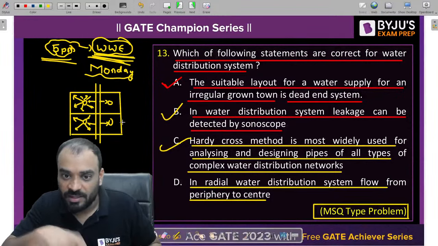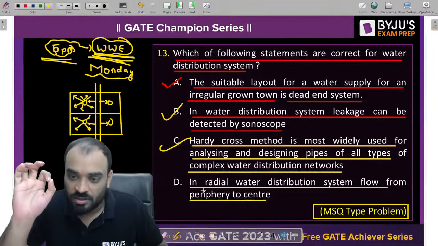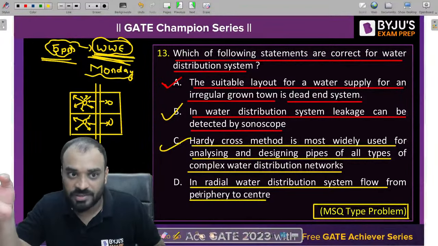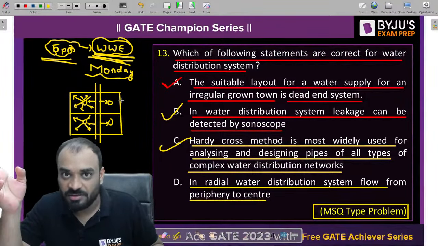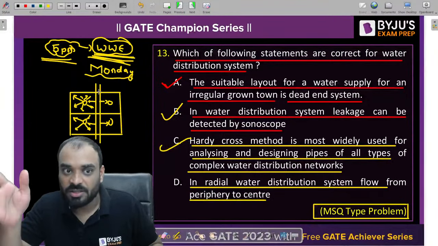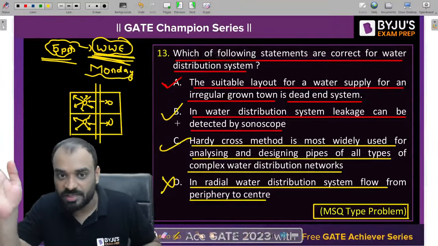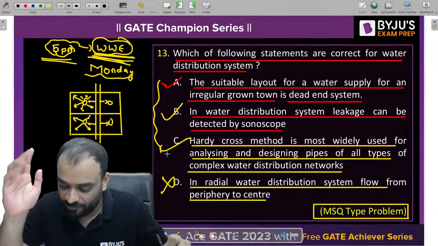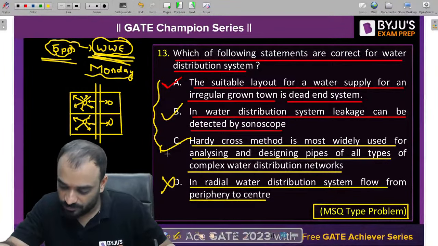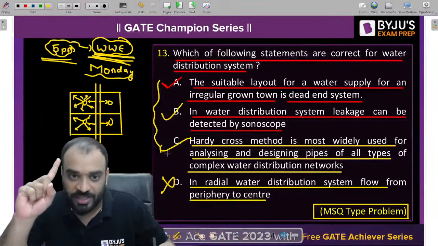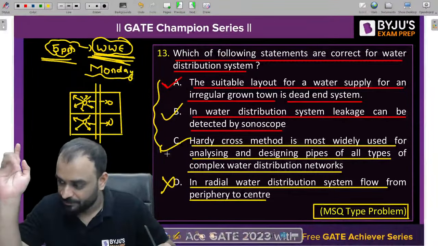Now tell me, guys, in a radial water distribution system, the flow is from periphery to center. Is it correct or wrong? No, it is not correct. This is the periphery, but the water is flowing from center to periphery. So that's why this statement is wrong. So only A, B, C are the correct answers for the problem. Clear to all of you guys? That's why A, B, C are the correct answers.